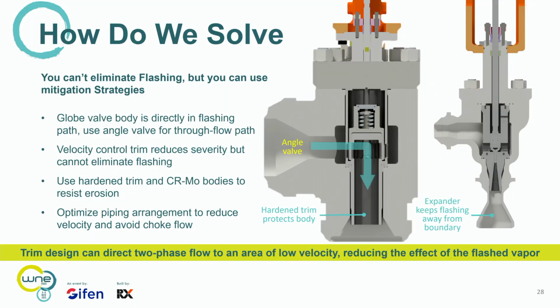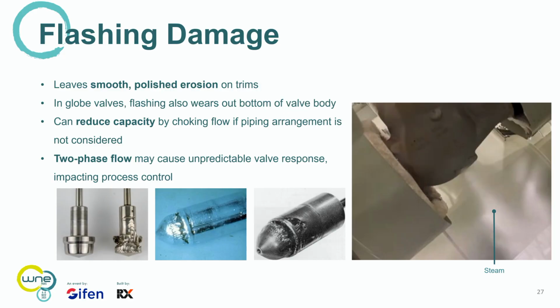Okay? So I mentioned that you cannot solve flashing, but there are some best practices, and it's amazing how many times I've seen flashing applications where, let me go back to that picture real quick, this is an example of a globe valve. It's flashing. It blew out the bottom of the body, right? Because that flashing is just going to keep eating the bottom of that valve body, keep eroding it, and it's just going to be gone. And next thing you know, you've got high pressure steam coming out the bottom of the body. So what can we do?